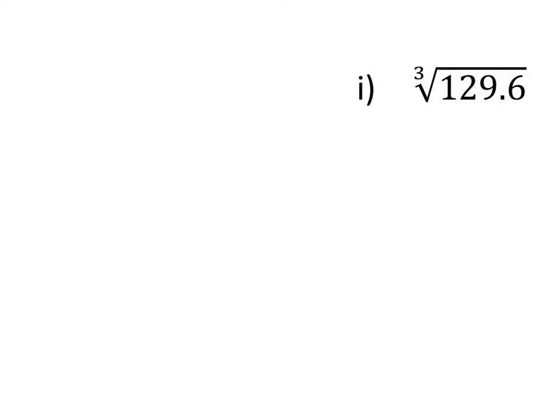So 1 times 1 times 1 is 1. 2 times 2 times 2 is 8. 3 cubed is 27. 4 cubed is 64. I want to go to at least 129 here in this example. So 5 cubed is 125, and you can always find these out just by plugging them in your calculator. 6 cubed is 216, and looks like I'm going to stop right there.